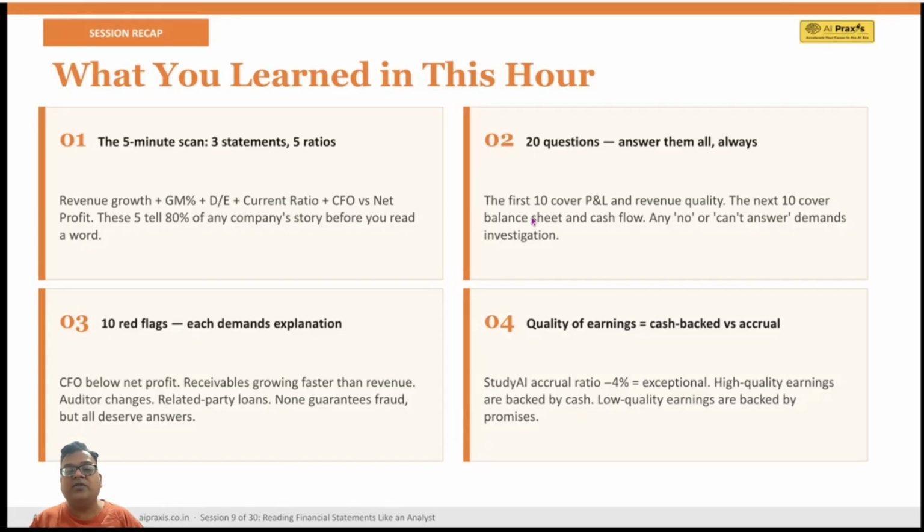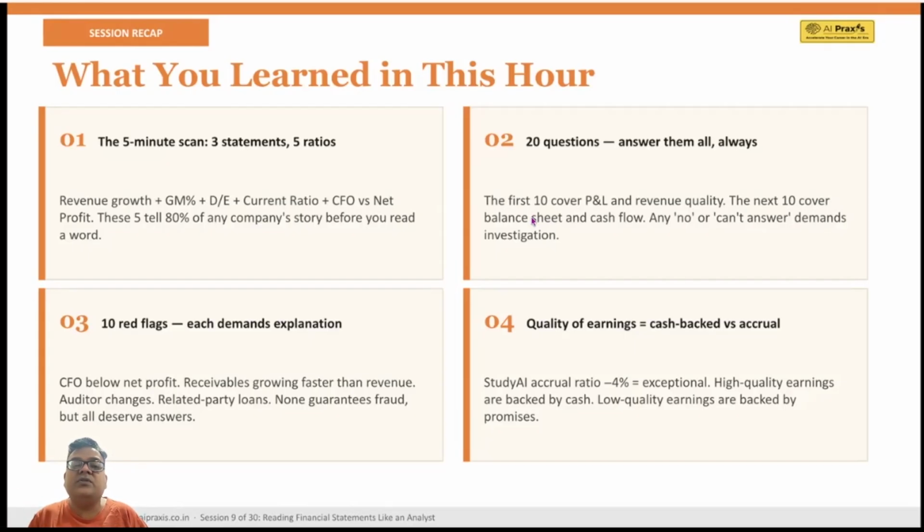Then we had the 20 question checklist. The 10 questions help you understand the P&L and revenue. This we discussed first, remember, I think probably slide number 9, right? And then there was another 10 questions related to balance sheet and cash flow. You all answer them, right? If you see a no or you cannot answer, this is a signal to investigate further.